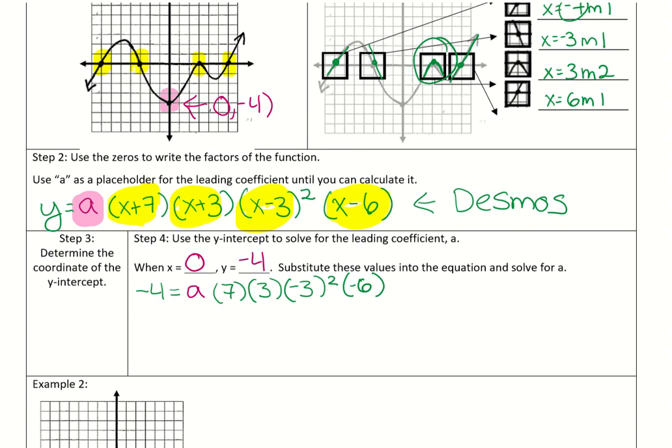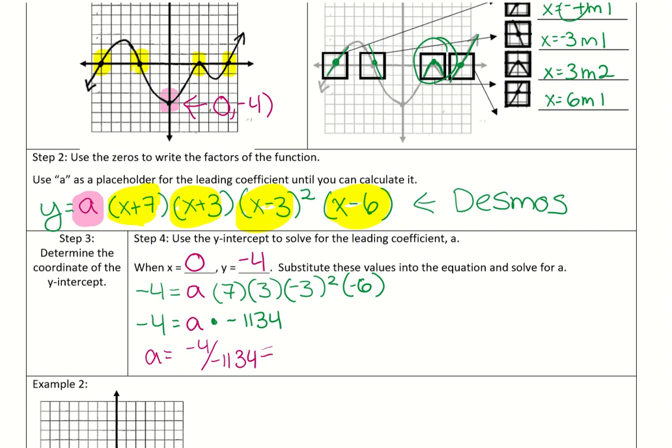Now what you can do is put this in your calculator to figure out what that all is going to equal. So we'll end up with -4 equals a times all of this together, which gives us a pretty big number, and that's okay. It's -1134. So to get a alone, notice that you're multiplying by -1134, so we're going to divide by -1134. So a is going to equal -4 over -1134.